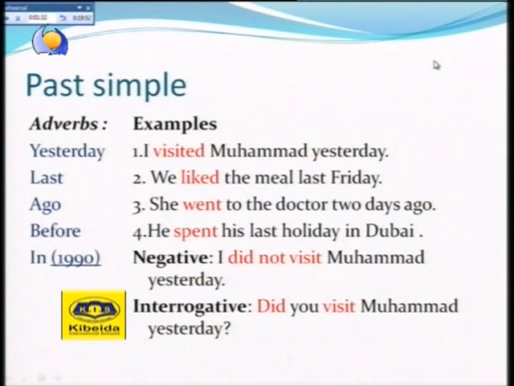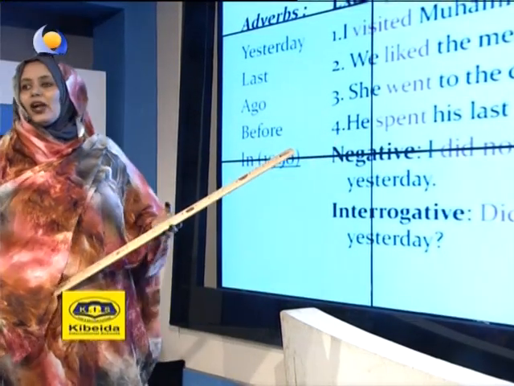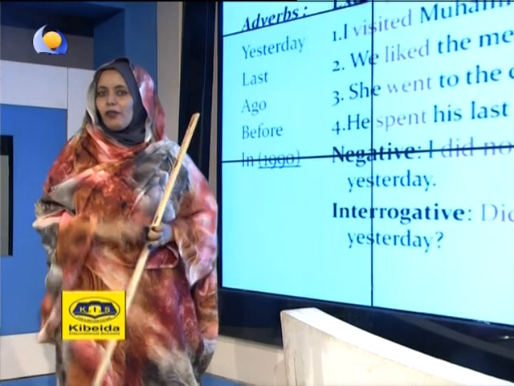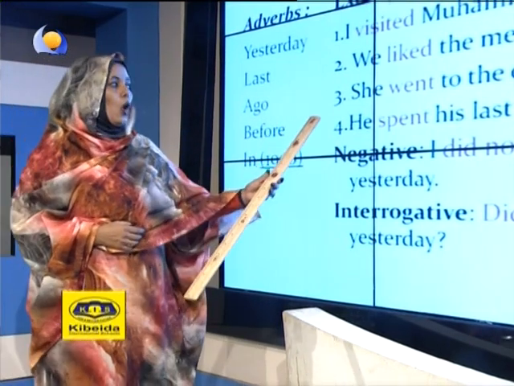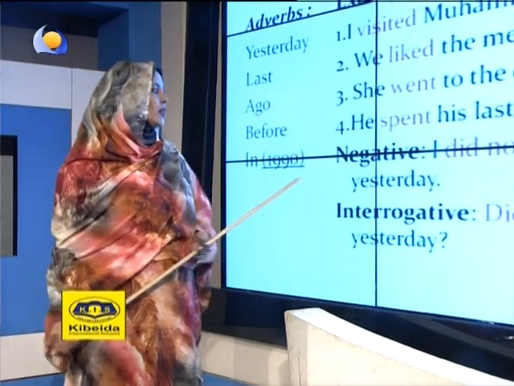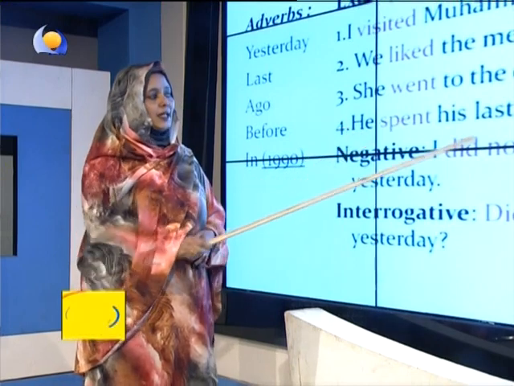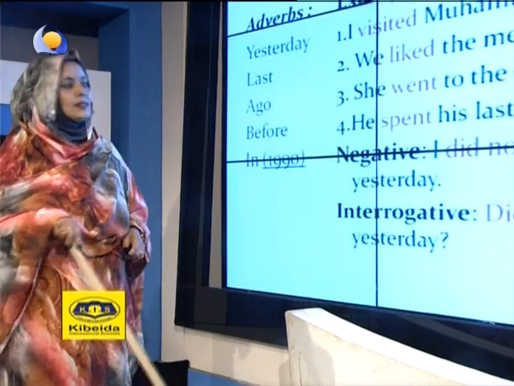She went to the doctor 2 days ago. Now look at this. Went is a past tense from the verb go. These verbs are called irregular verbs. They change their form. See becomes saw. Go becomes went. Also here we have another example. He spent his last holiday in Dubai. Spent is the past tense from spend.